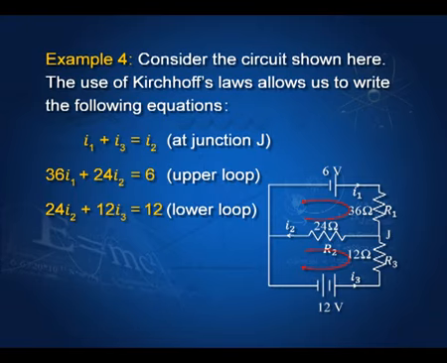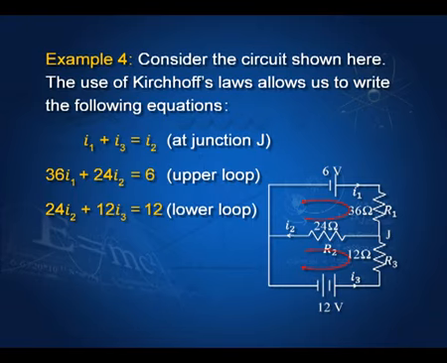For the upper loop, which is anticlockwise, we meet this battery at its positive terminal, the potential at its positive terminal. Therefore, it will be 6, and since we are going this way, this we meet in the opposite direction. So, minus 24 I 2, this also we meet in the opposite direction. This is 36 I 1, since R is 36, therefore, 36 I 1, and this is 24 times I 2. So, if you give proper signs, then you will get 36 I 1 plus 24 I 2 equal to 6.